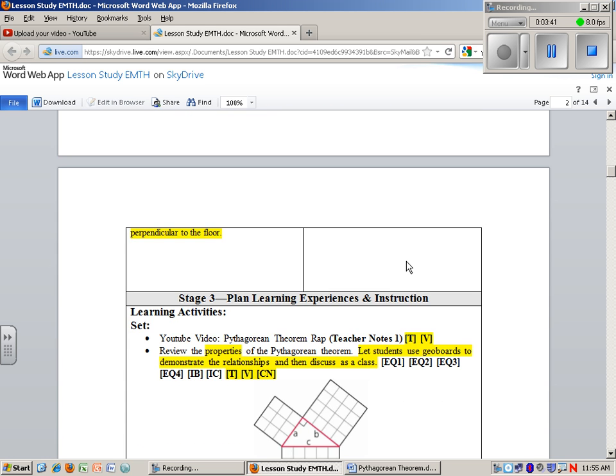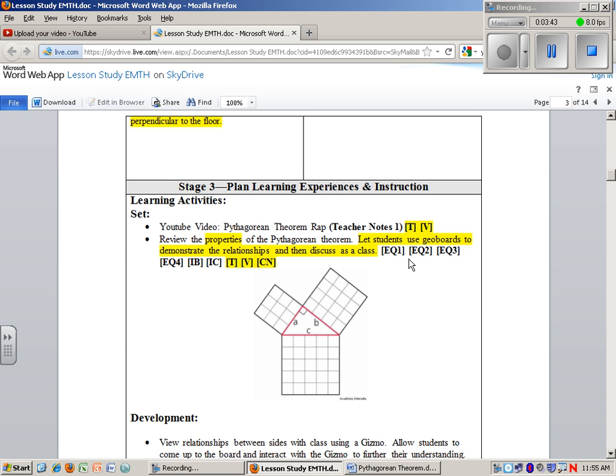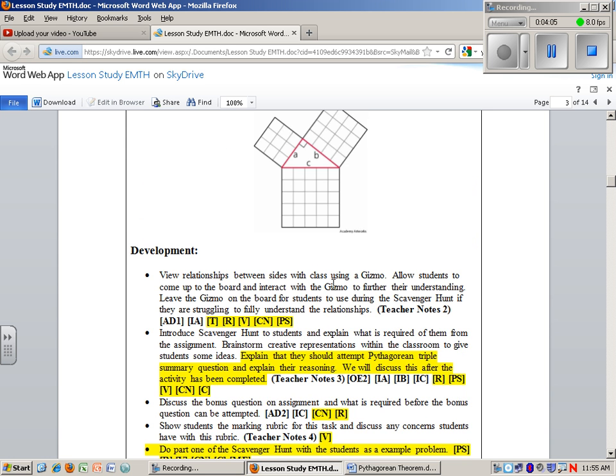Okay, and then for the set development and closure, we are watching a YouTube video, and we decided to also add in reviewing the properties of the Pythagorean theorem, and also using manipulatives, so that students can better visualize it and actually use the diagram and maybe even construct it on the geoboards. For the development, we decided to add in the mathematical processes so that we would know which ones the students are actually using during the process.